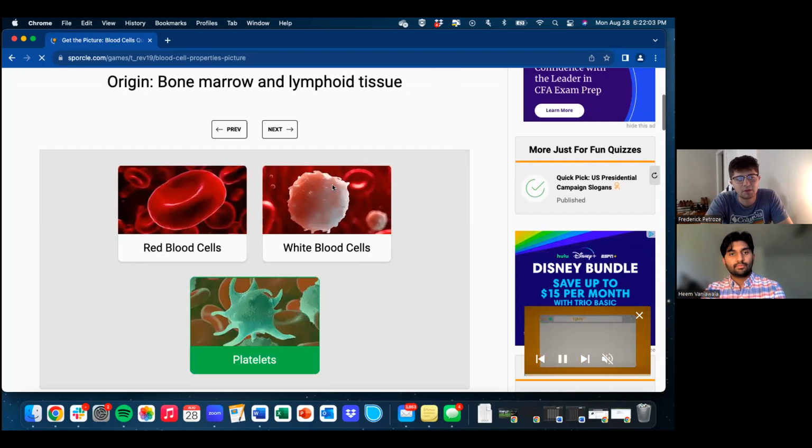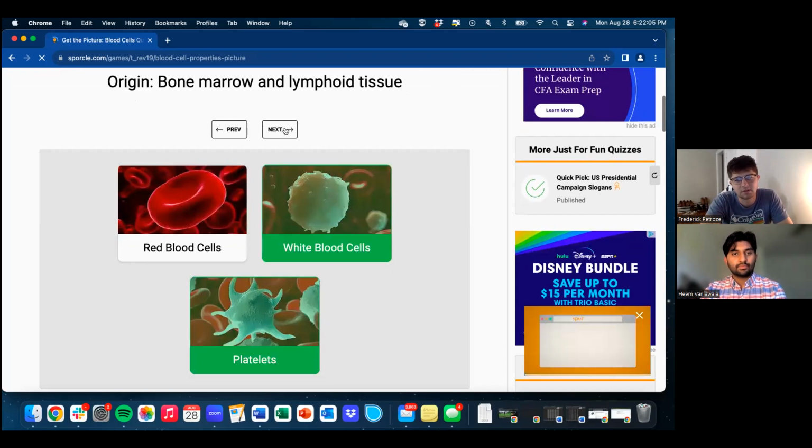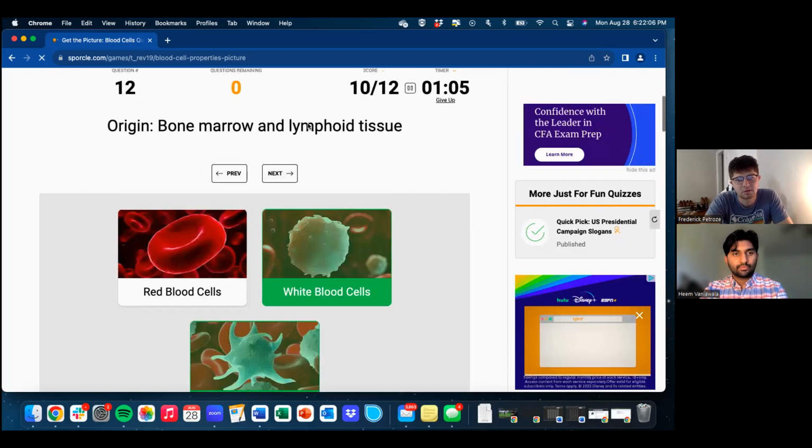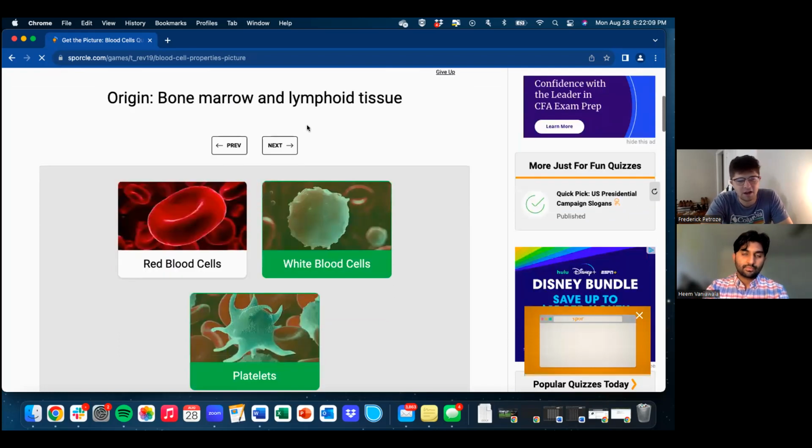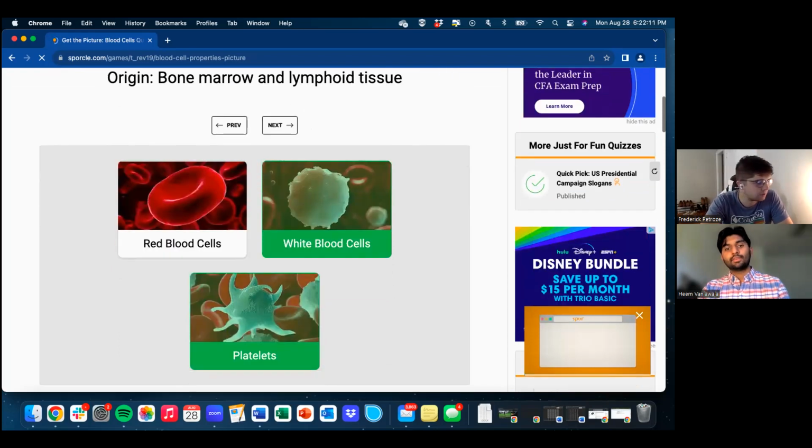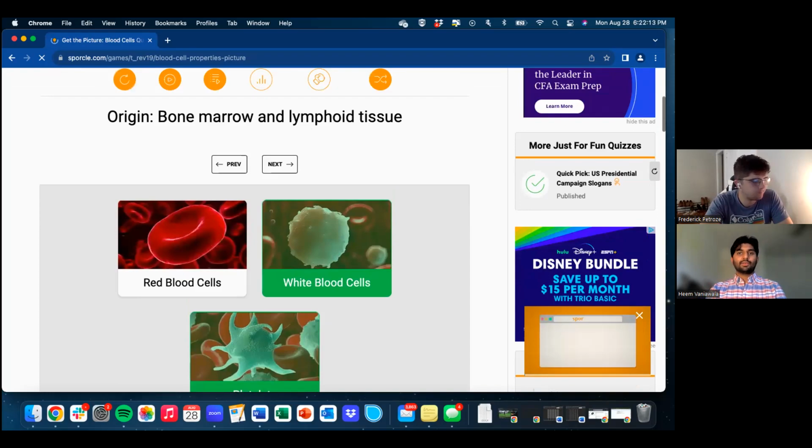Bone marrow and lymphoid tissues, white blood cells. All right, 10 for 12. I'll take the blame for those two. Nah, dude, it was a team effort. We both did okay. We weren't super confident.